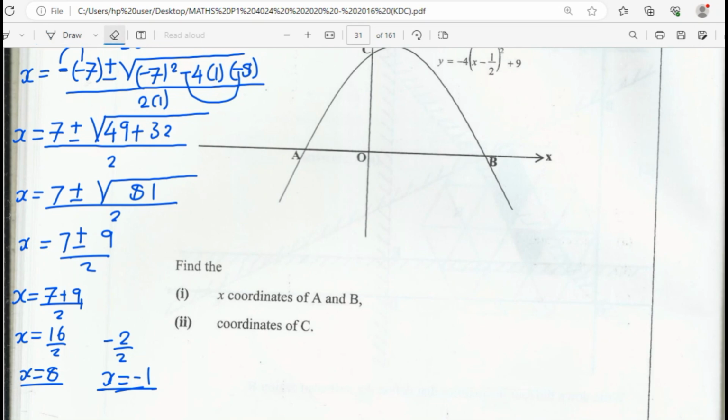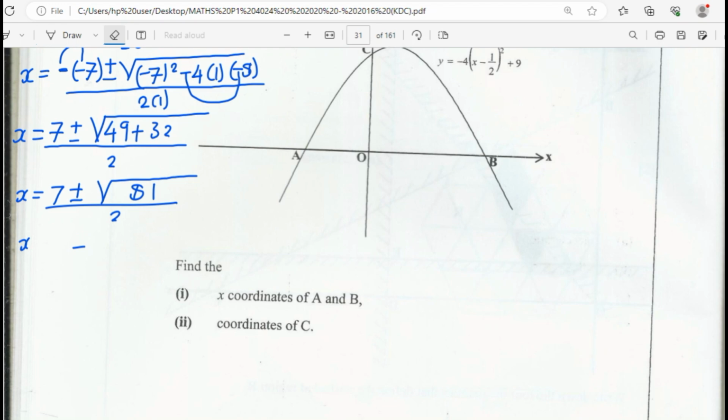Now let's say we use factorization method, because for some factorization may be simple. So let's see how can we solve this same question by using factorization method.